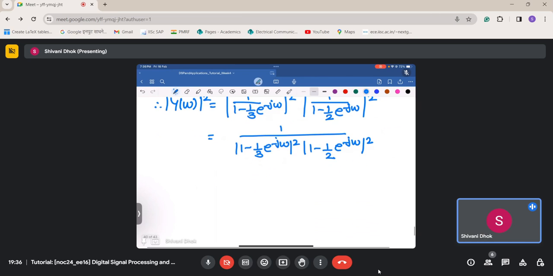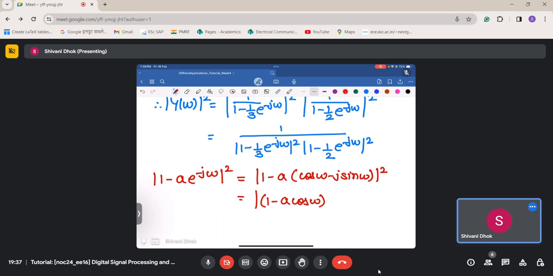Now again these two terms are of the form magnitude of 1 minus a e^(-j omega) squared. I can write this as magnitude of 1 minus a times (cos omega minus j sin omega) squared. Now I can combine the real terms, so I have 1 minus a cos omega plus j a sin omega squared. So this thing is (1 minus a cos omega) squared plus a squared sin squared omega.